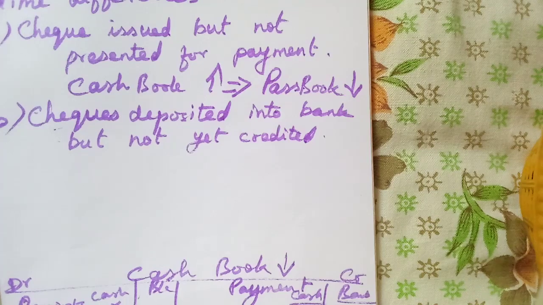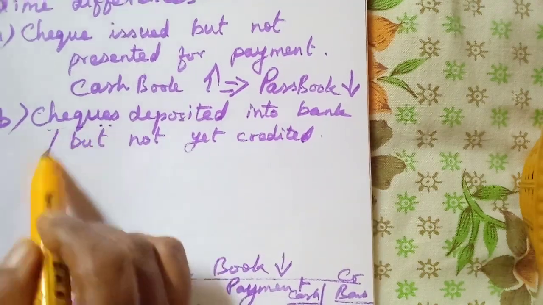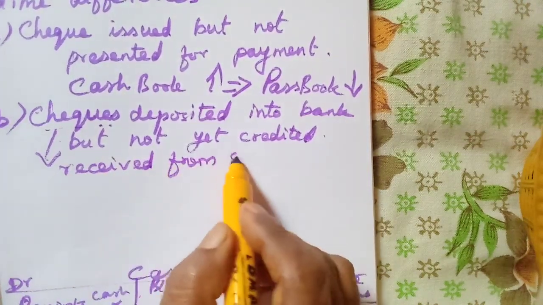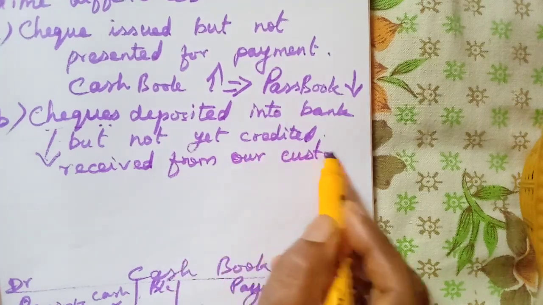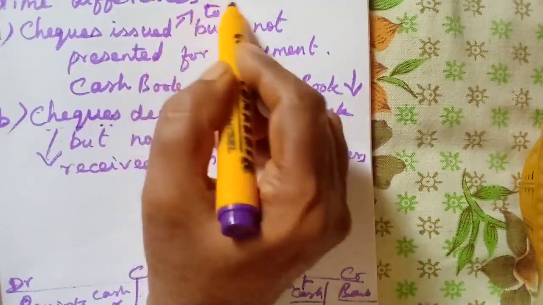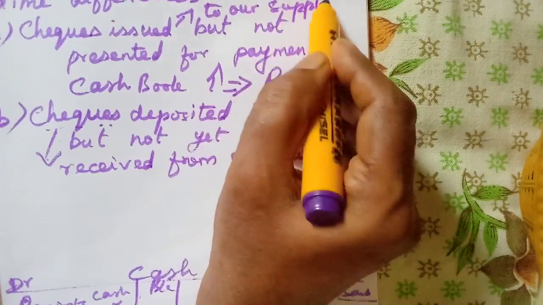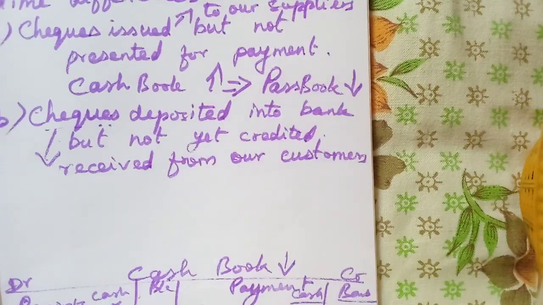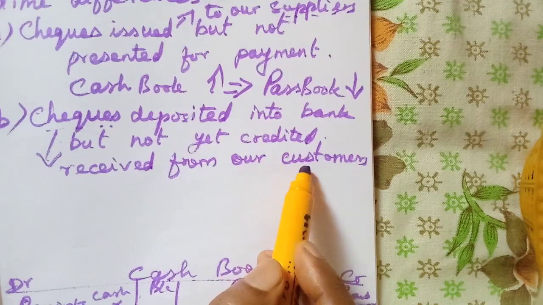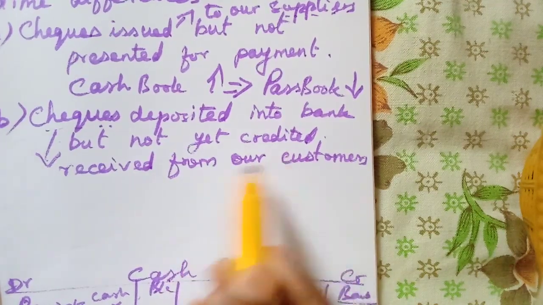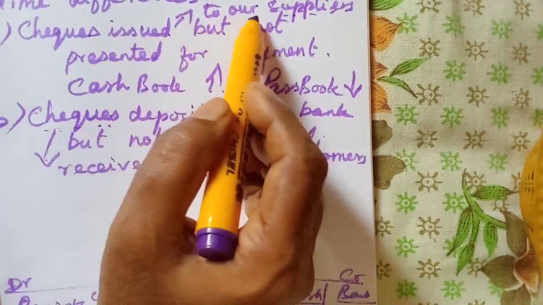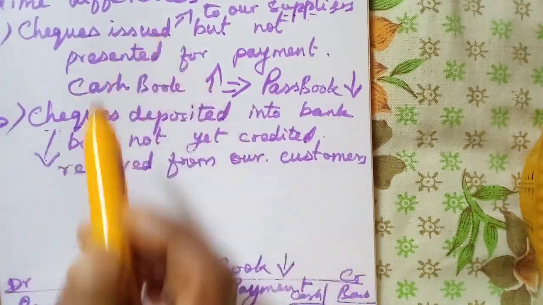Because what are these checks? These checks we have received from our customers. But what are those checks? These checks were issued to our suppliers. Who are our suppliers? We purchase goods from these suppliers on credit. Here we sell goods to our customers on credit, that is why we will receive the amount from them. So they have given us a check. Here we need to pay the amount to our suppliers, so we have issued checks to them.